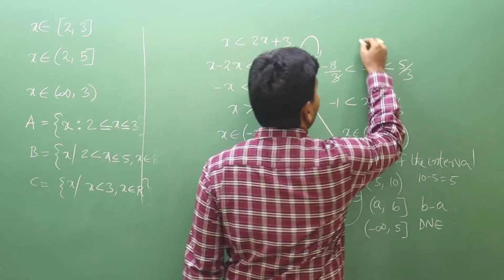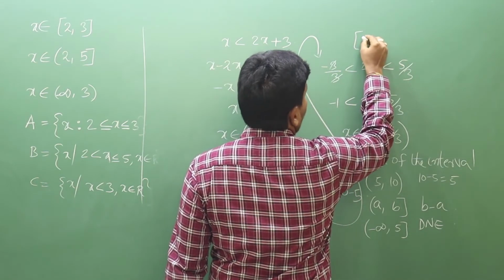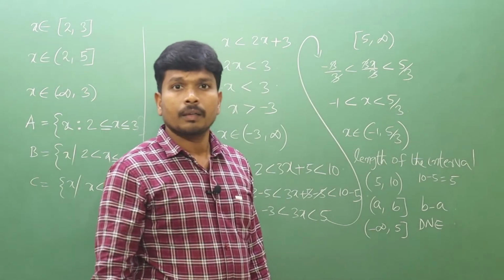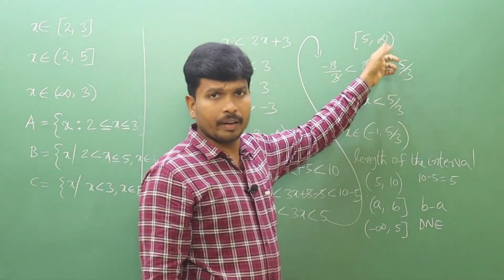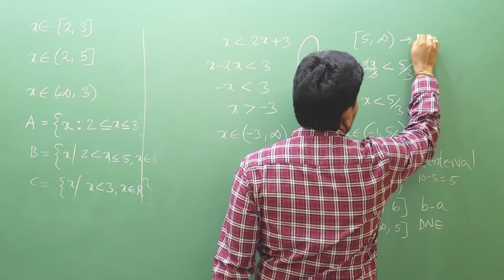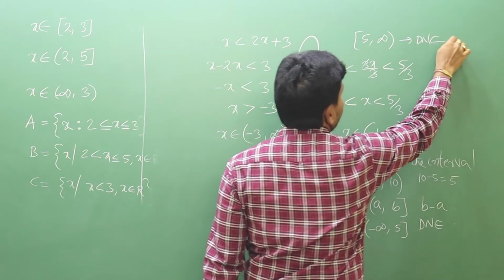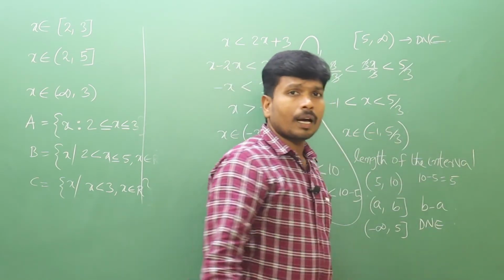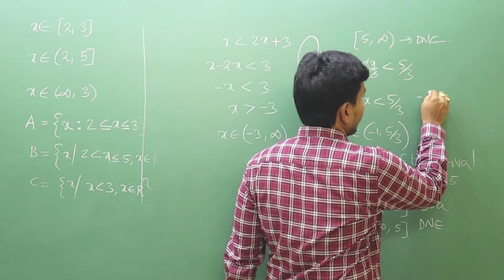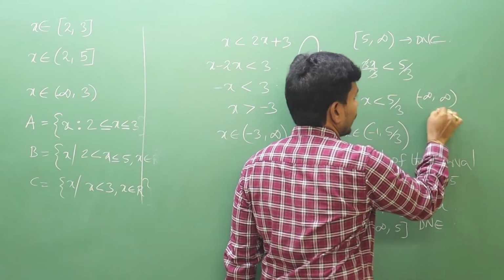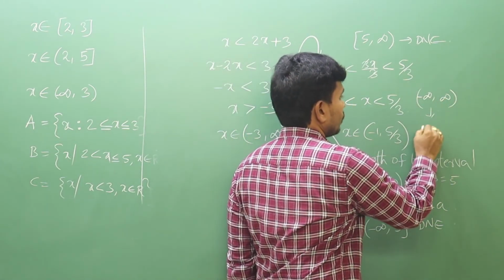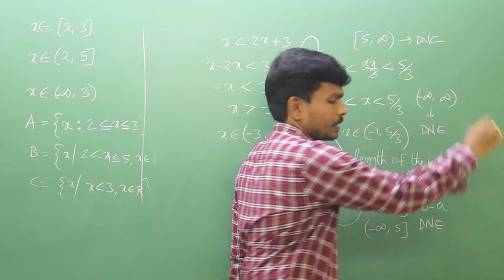What is the length of an interval 5 to infinity? It does not exist because infinity value we don't know. It is not finite. So that's why your answer, length of the interval, does not exist. What is the length of the real numbers? Real numbers in interval form is minus infinity to infinity. Now, what is the length? Its length also does not exist. Okay.